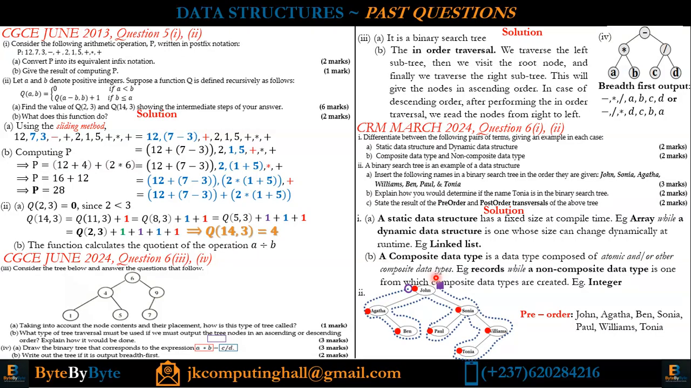As you can see, John, Agatha, Ben, Sonia, Paul, William, Tonya. Now, for the post-order, the marks are to the right, as you can see. So when I move, I have Ben first of all, Agatha, Paul, Tonya, William, Sonia, and finally John. And that's how we obtain the post-order traversal, dear students.